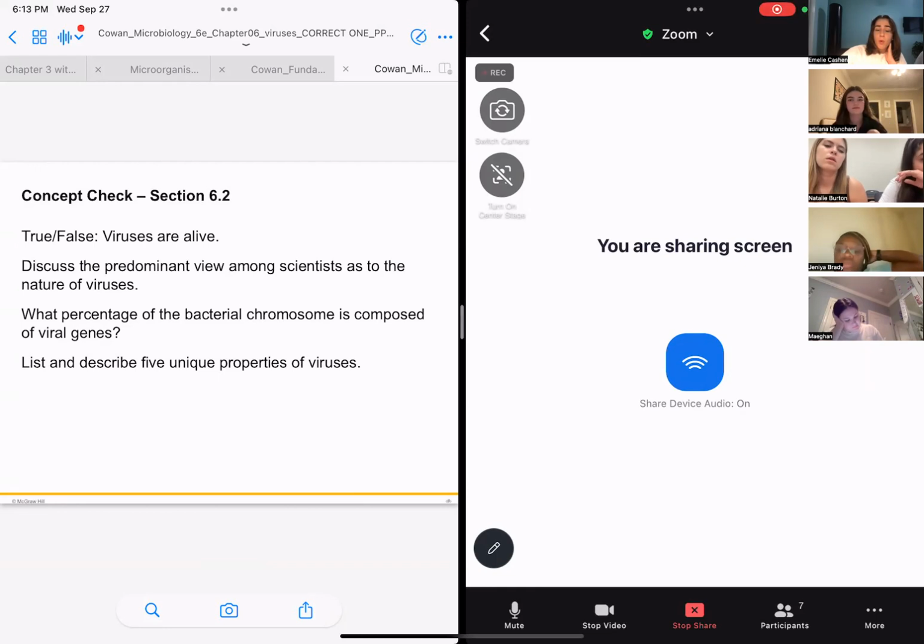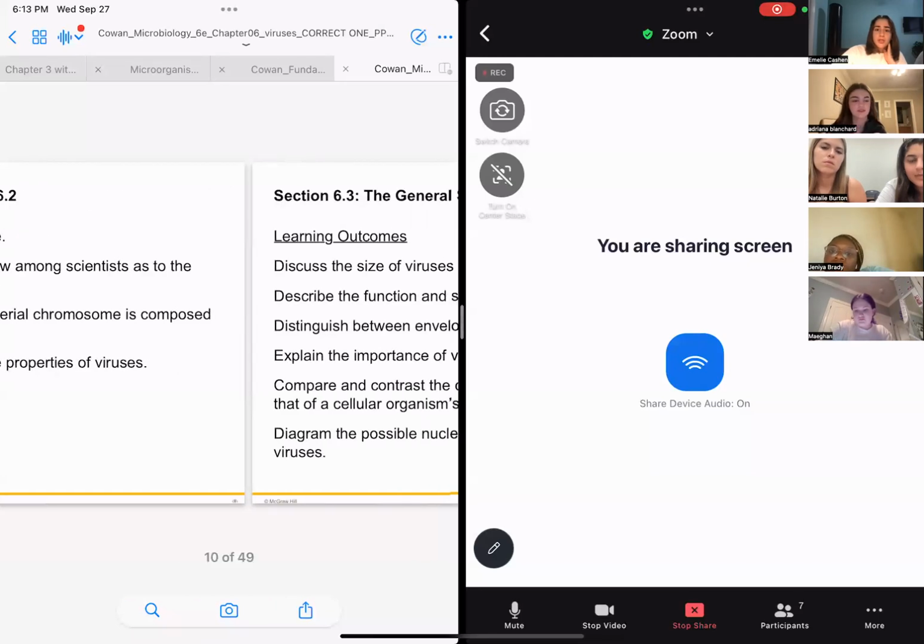Then the five unique properties of viruses: that they're not cells, that they're not alive but have some characteristics of living things, and they cannot multiply without a host. They have a protein shell and nucleic acid core. They're the smallest. And they only have DNA or RNA, not both, which I think is a really big thing for them. I think that we've hit five, so we can go on.